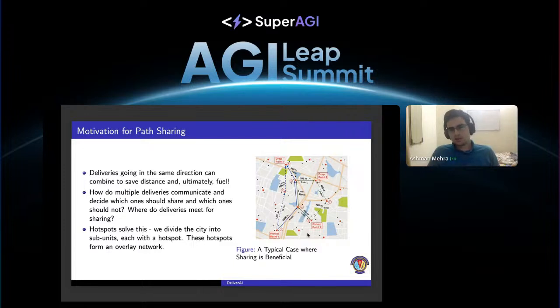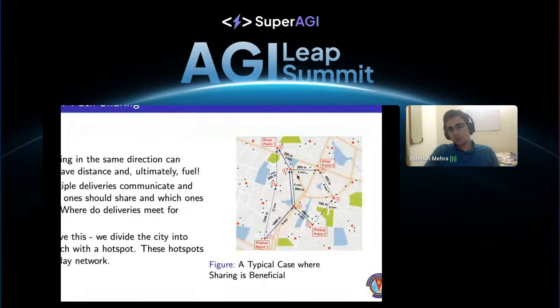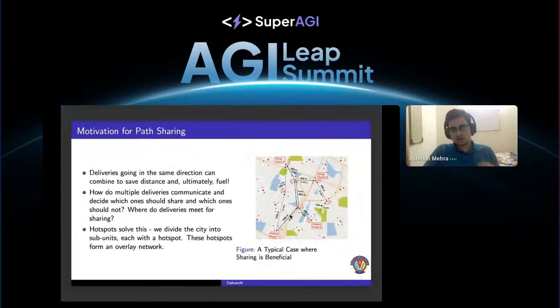So on the right here, we can see a typical case where if the blue delivery and the green delivery go to their destinations individually in a single vehicle, they end up consuming more fuel, but they are delivered quite optimally and quite quickly. On the other hand, the solid lines represent a path sharing network where these deliveries can actually meet at the point number 4 labeled here. And they can go to the point number 6 together, thus saving around 900 meters of distance just through a single vehicle.